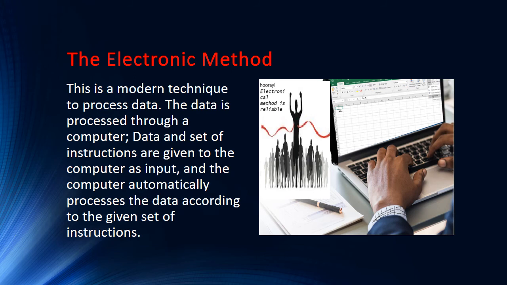So you can see our friend is happy now. He can now do his computation using Excel, and he's so happy. Hooray! The electronic method is reliable. Yes, you can see. Why does he know the electronic method is reliable? Let's see.